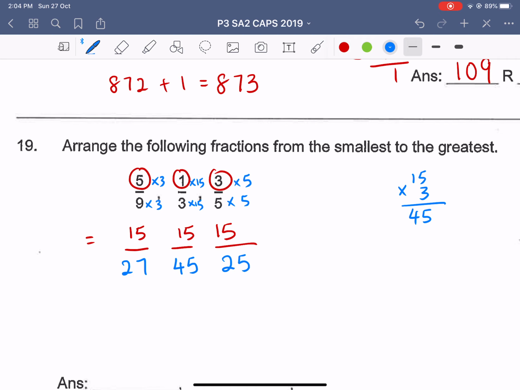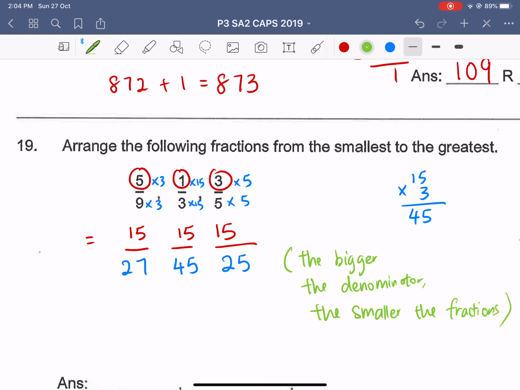So now, our job is then to decide which fraction is the smallest. Remember, now that all the numerators are the same, the denominator is the one that we will look at. So if you can remember the rule, it says that the bigger the denominator, the smaller the fraction. Right? Because now that all the numerators are the same, we only care about the denominator. So the smallest has to go here, because this one has the biggest denominator, 45, followed by the next biggest one, then the last one.